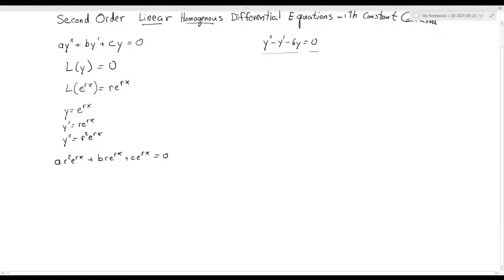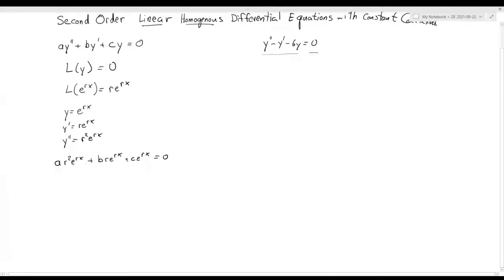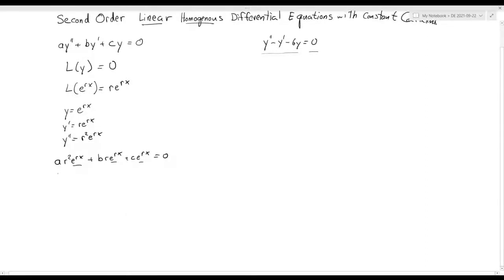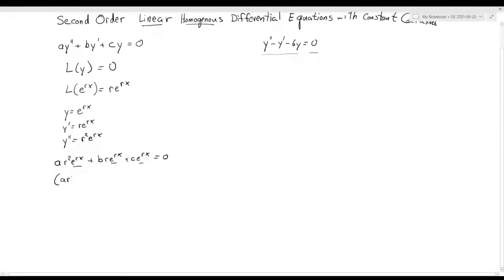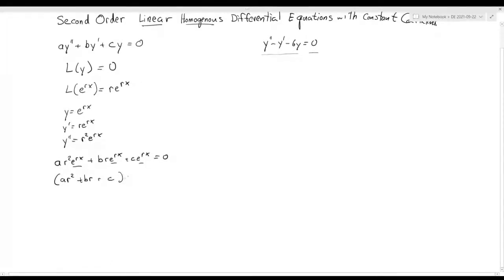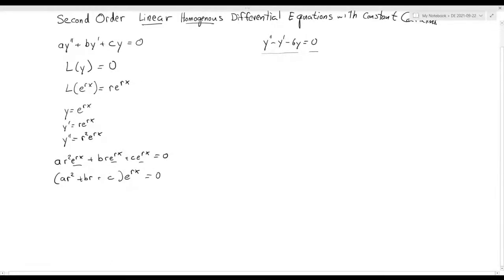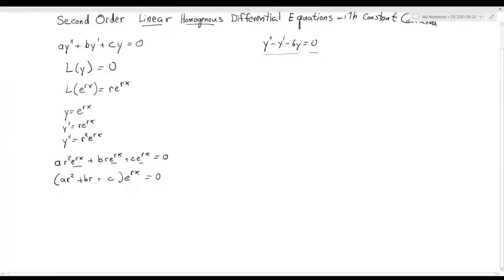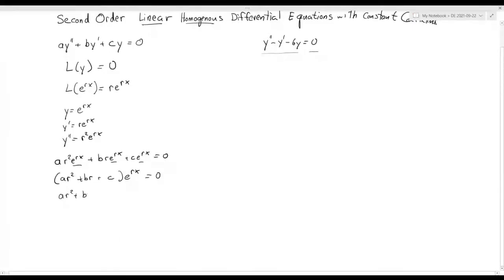And indeed, e to the rx can be factored out, so you have a multiple of your function. So it's like an eigenvector, but eigenfunction instead. And can e to the rx be 0? No, it can't. So this other factor has to be 0.